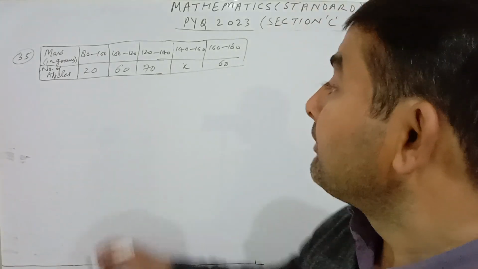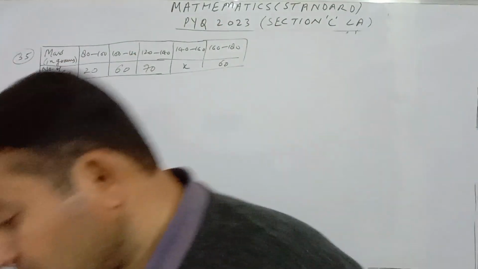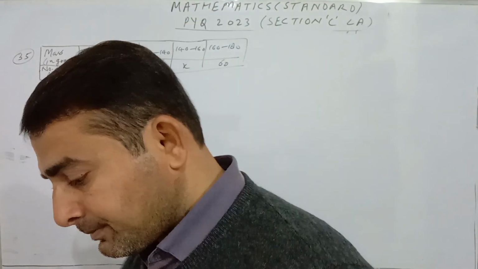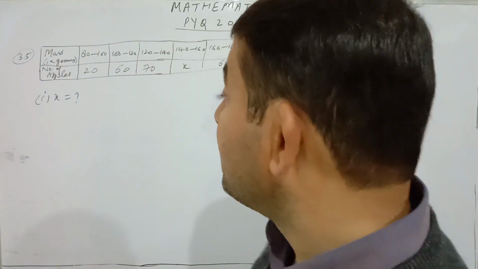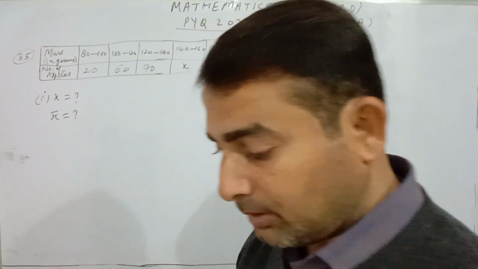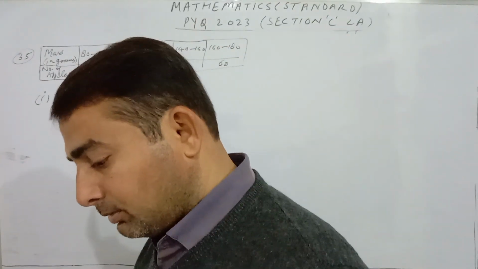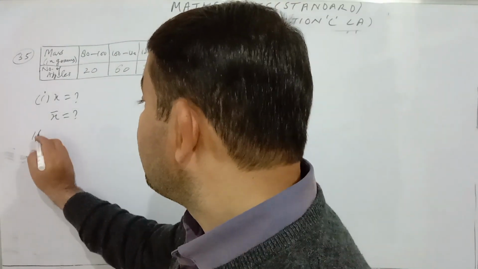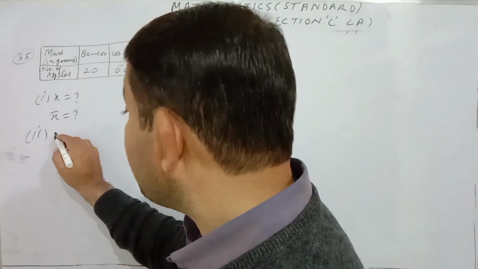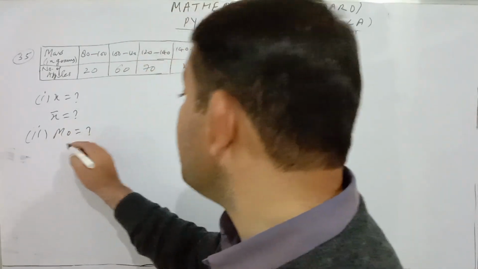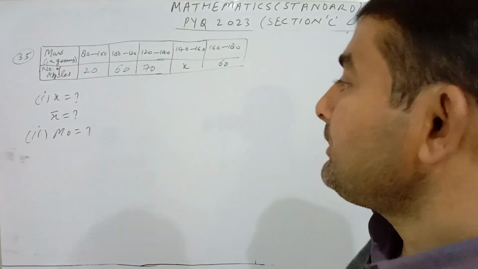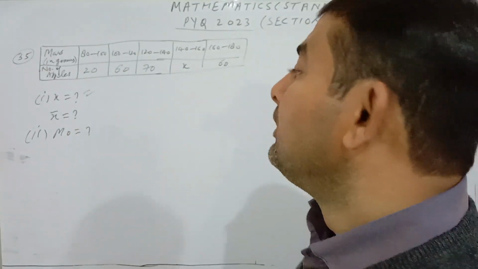So how can we find? We have to find two things. First is the value of x and the mean mass of the apples. Mean mass, that means we have to find the mean. Then the second part is the modal mass of the apple. Modal mass of the apple means we have to find out the mode. Okay. So how can we find the value of x?